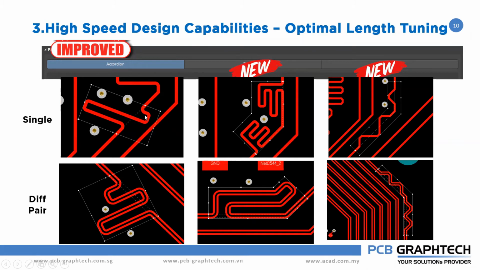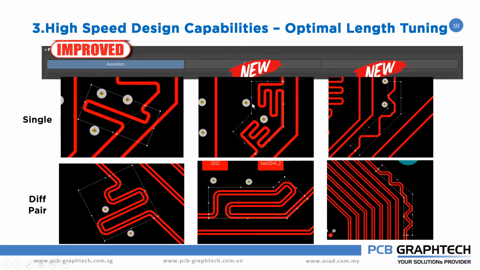The improvement is this: previously, up to Altium Designer 20, when objects were too close, the accordion was very hard to move and adjust. But now there is a feature where you can rotate the accordion inside the software. When you rotate it based on the objects, the angle of rotation will measure the length tuning, meaning it will measure the length of the trace. So you can do it inside Altium now.